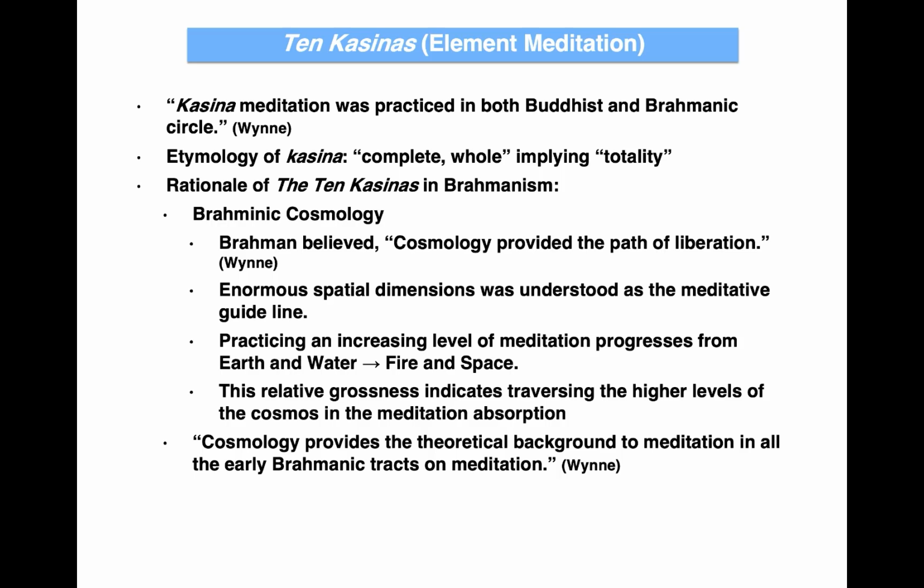Alexander Wynne stated that kasina meditation was practiced in both Buddhist and Brahmanic circles. The meaning of kasina is complete, whole, implying totality. So what is the rationale behind the ten kasinas in Brahmanism? It is related to Brahmanic cosmology.